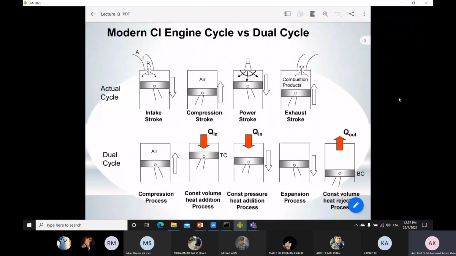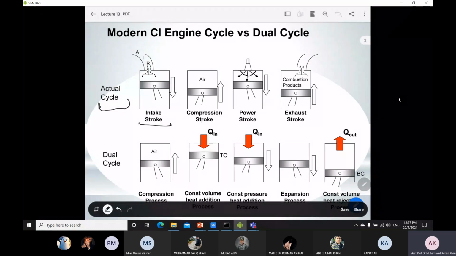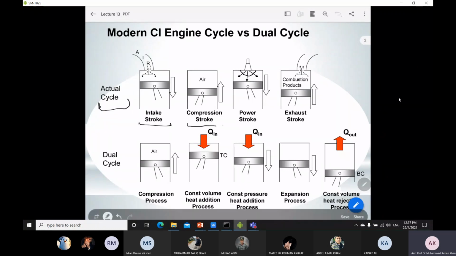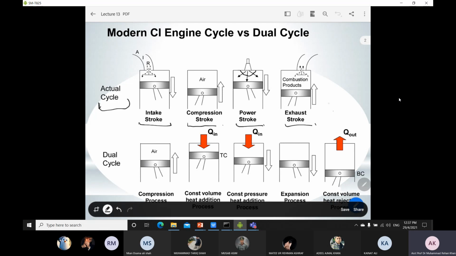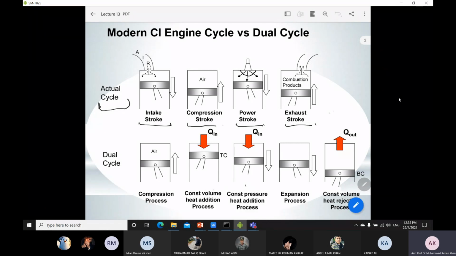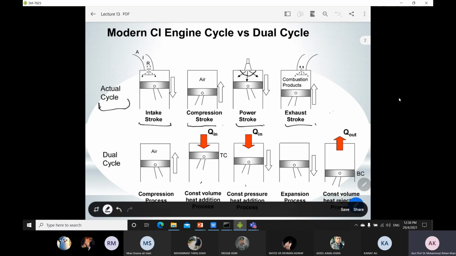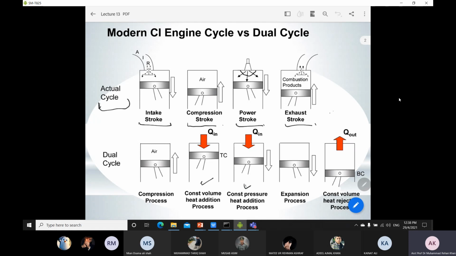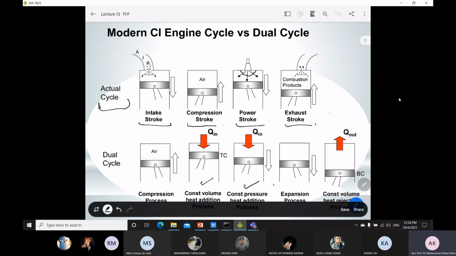In the actual cycle, there will be an intake stroke, as we discussed in the previous lecture as well, then a compression stroke, then a power stroke, and then the exhaust stroke will take place. But when we are talking about the dual cycle, in comparison to the diesel cycle, we just have to divide the process of heat addition, which in the diesel cycle is constant pressure, into two processes. One is constant volume heat addition, and then a constant pressure heat addition process. The advantage of doing this is to make the complete combustion of the fuel.